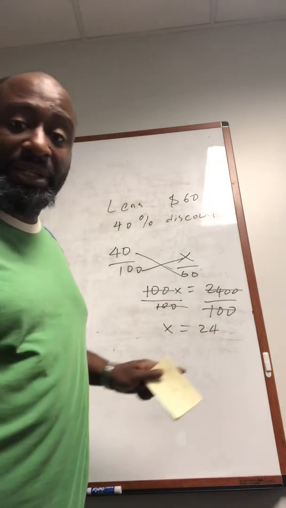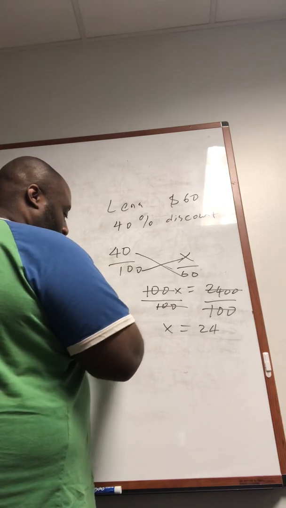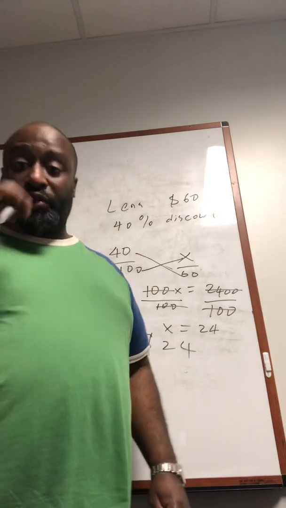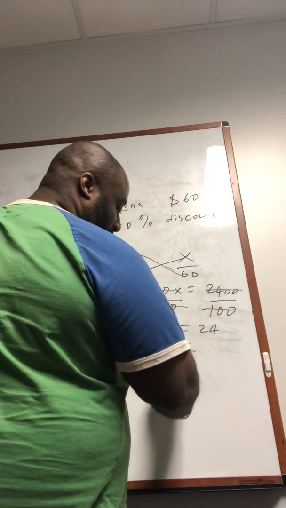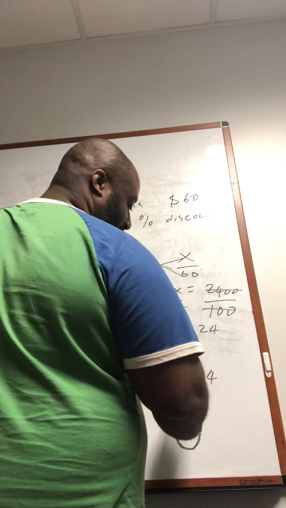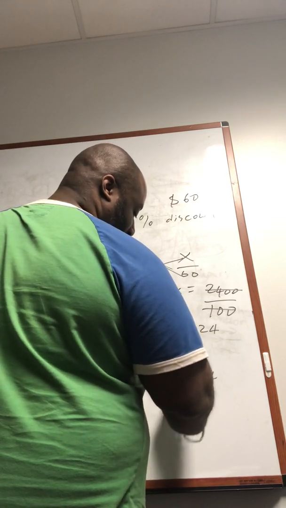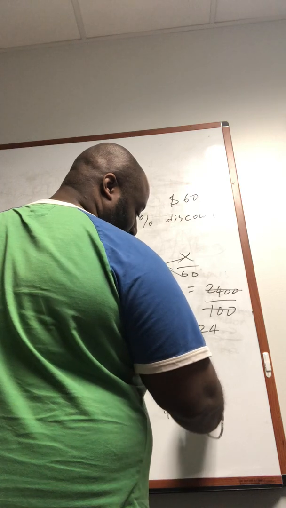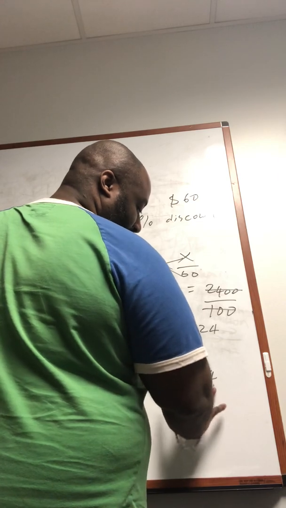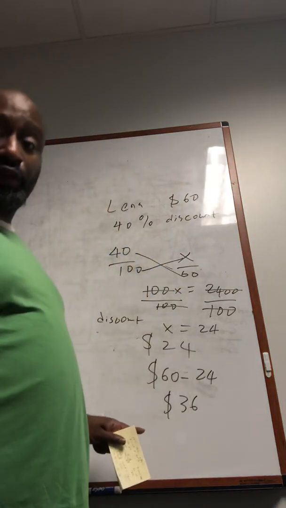So we've now found the discount. The discount was $24. But is that how much she paid for the shoe? No. Her discount was $24. Now we got to figure out how much she really paid for this shoe. So here's what we're going to do. We're going to subtract the shoe cost minus her discount, right? And we're going to get $36. So she paid $36 for the shoe.